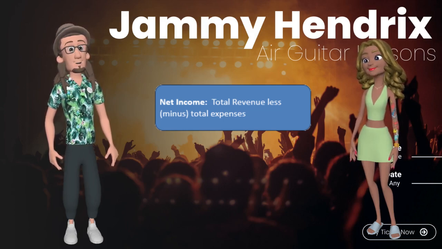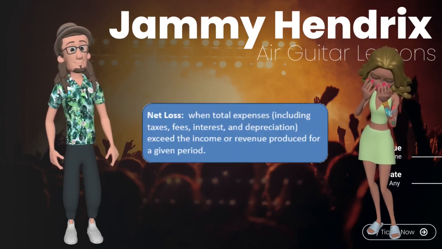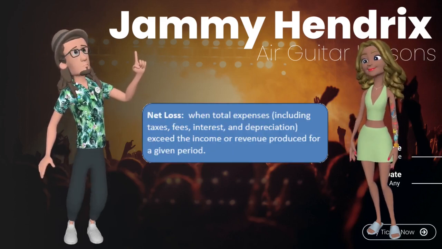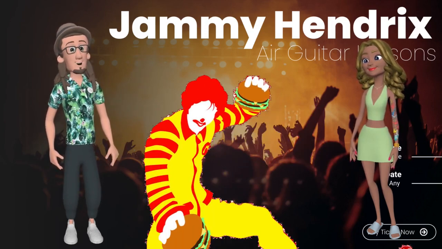And what if my revenue doesn't exceed my expenses? That's called a net loss. Not so good for business. I should probably just quit if that's the case. Maybe flip some burgers at McDonald's.